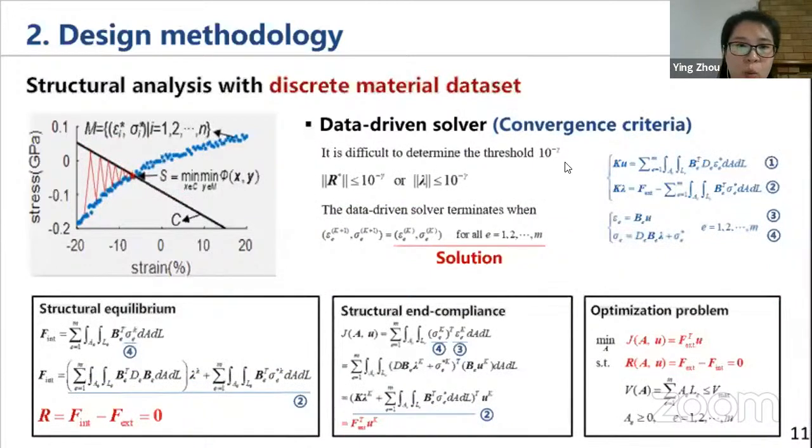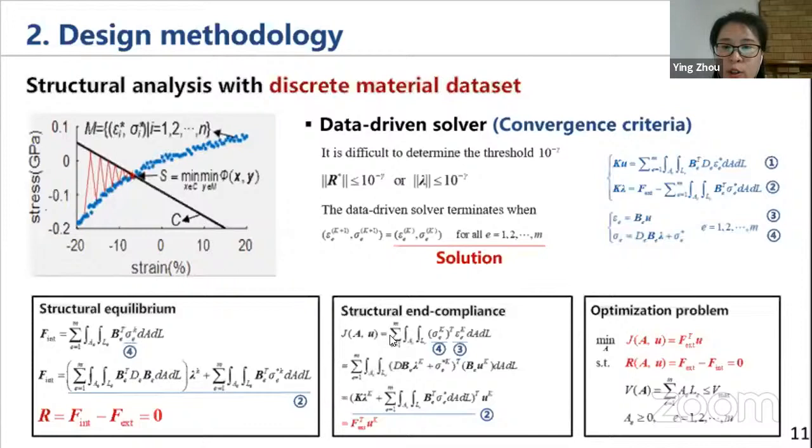Another question is when to stop the iterative solver. Unlike the Newton-Raphson solver, we use another criterion: we stop the iterative solver when the strain and the stress no longer change. When the final strain and stress satisfying the conservation laws are obtained, the structure is at equilibrium.